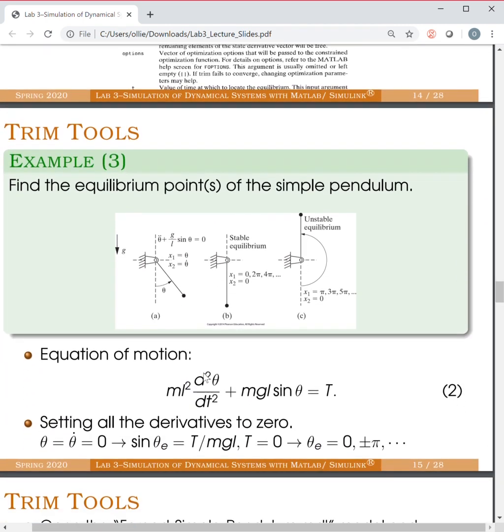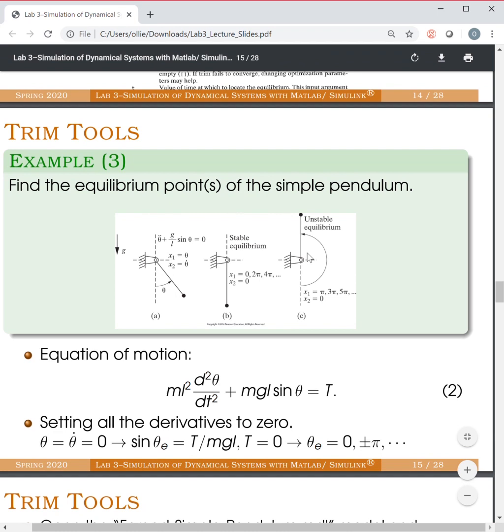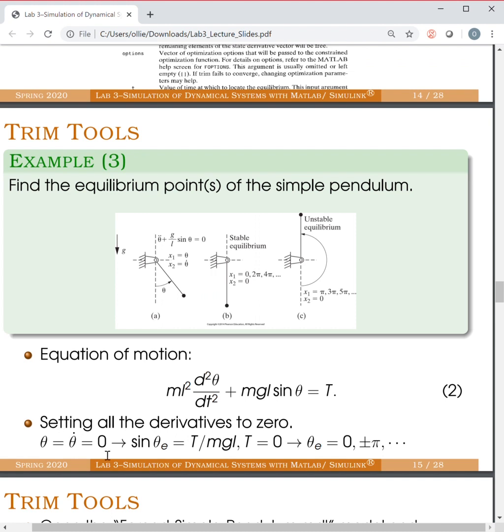So here's an example of the simple pendulum. The states here will be theta and theta dot, right? Because our highest derivative here is 2, so is theta double dot, so our states will be theta dot and theta, which means the derivatives of the states will be theta dot and theta double dot. So we'll set those equal to 0 here, and we're left with this equation. And if we go further to say that our input torsion is equal to 0, then we can say our equilibrium points are 0, plus or minus pi, plus or minus 2 pi, and so on.